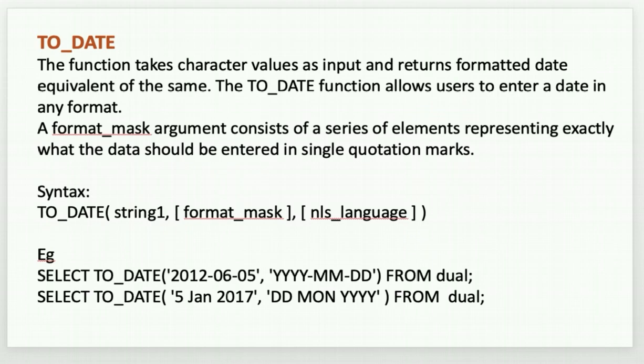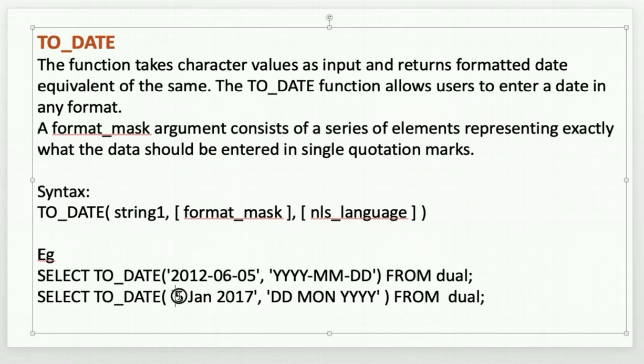Similarly, to_date takes the character values and returns the formatted date equivalent of the same. So the syntax will be to_date, string1, format mask and NLS language. So for example, select to_date. We are converting this date to YYYYMMDD format. And instead, if you want 5 Jan 2017 to be stored in a format of DD, MON, and YYYY, it's completely up to us. You can enter any date in any format in the string value and convert it to a date to match your data type of the table, because the input might be coming in different formats. So you want to take care of what your input is, because if this is the input and your format happens to be DD MON YYYY, it would have given an error for the wrong date which you have entered, which is 2012, because it was expecting the first two digits to be the date.